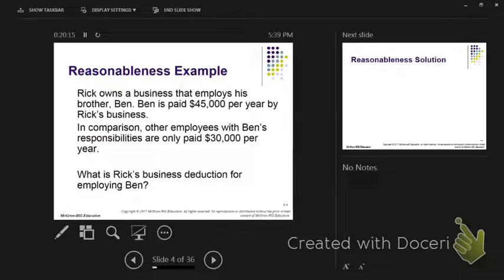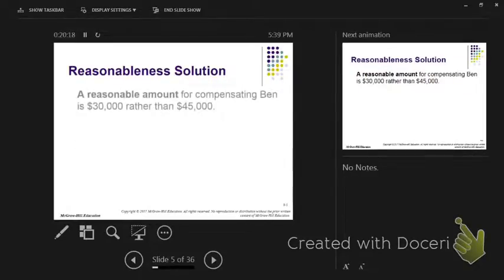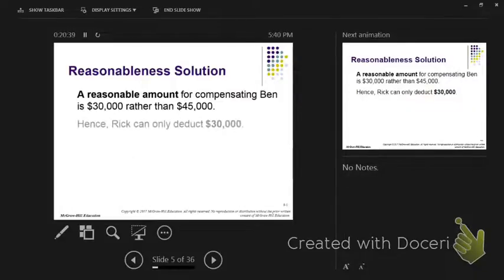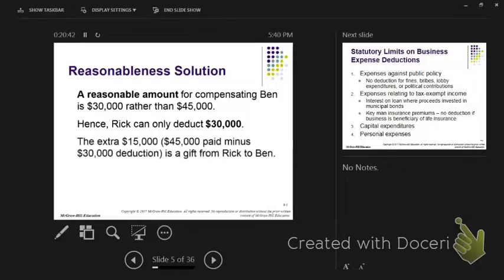He does have to adjust. What he has to do is use what's called a reasonable amount. The reasonable amount for Ben's salary is $30,000. If everybody else that does Ben's job, a reasonable amount of people, is making $30,000, then what they're saying is Ben's being paid $45,000 because he works for his brother. So when you're looking at it, he can only deduct $30,000, and the extra $15,000 is considered a gift.